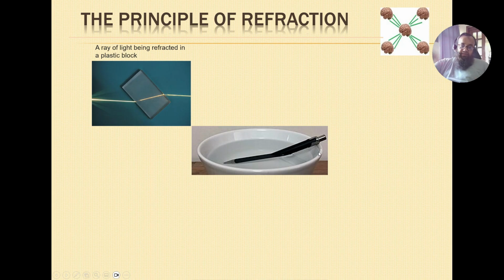You put a pen in a cup of water, and the pen appears to change. We say, "Oh, see, the pen is broken," and when we take the pen out, it becomes fine again. So here, this should have been the exact direction of the pen.